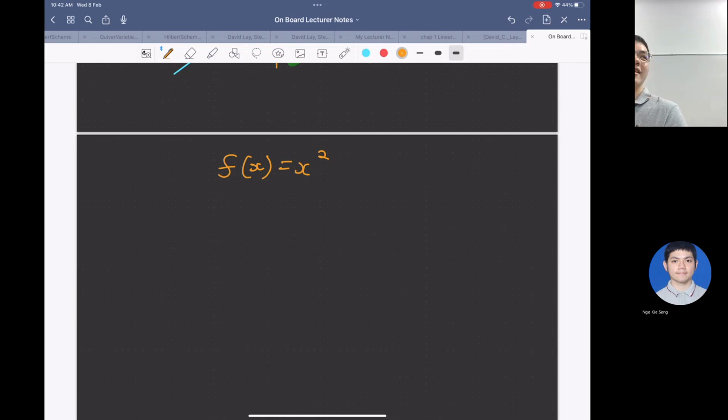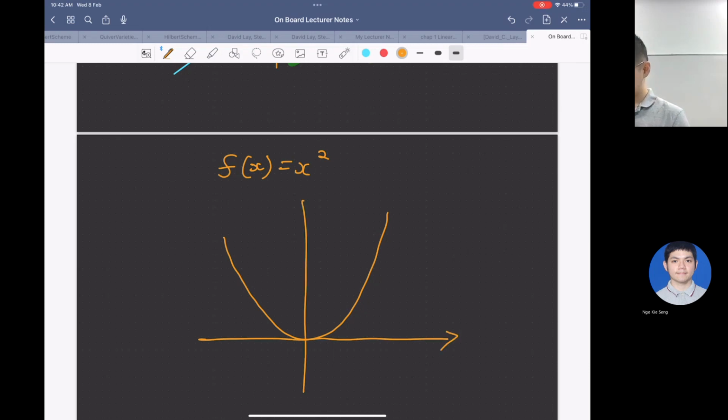X squared. Any idea? I think you sketched it in high school before. It bends the real line. So it makes the real line like this. This is what you always draw on this. So you bend the line.